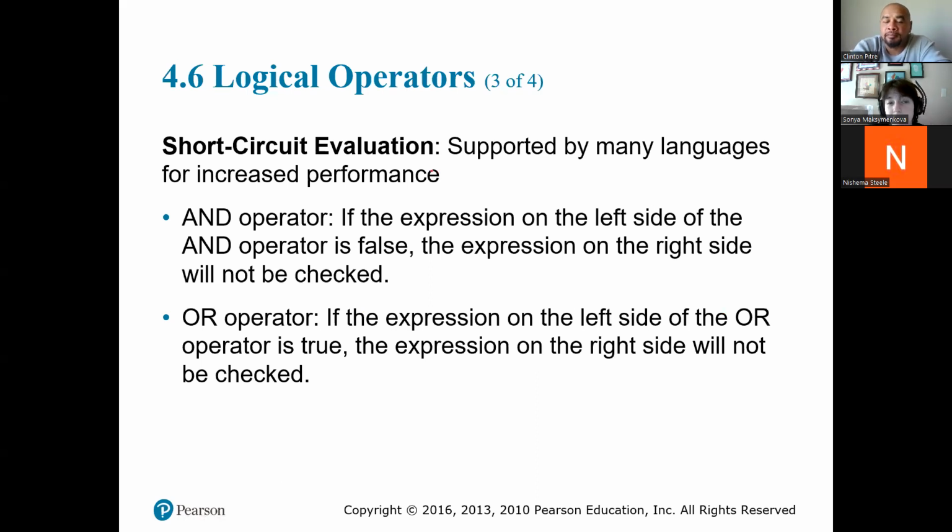Short circuit evaluation. This is what I was talking about. With an AND operator, if the expression on the left side is false, then we don't have to check the second expression. If our first condition is false, we don't have to check the second one because the AND operator requires both expressions to be true. So there's no need to check the second one because there's no way our expression will evaluate to true since we have one false already. And the same thing works with an OR operator.